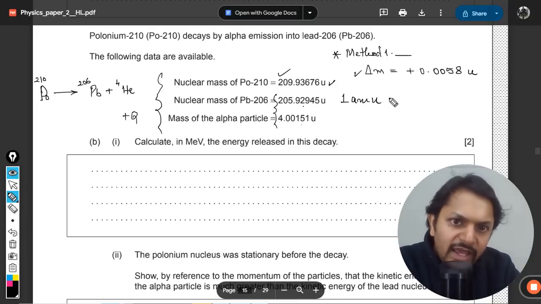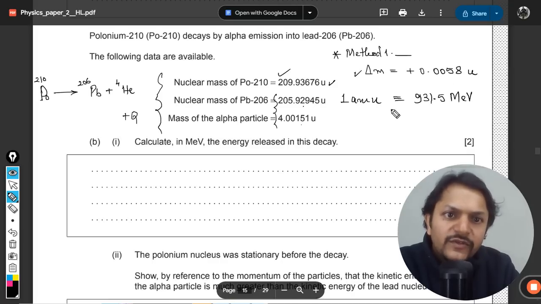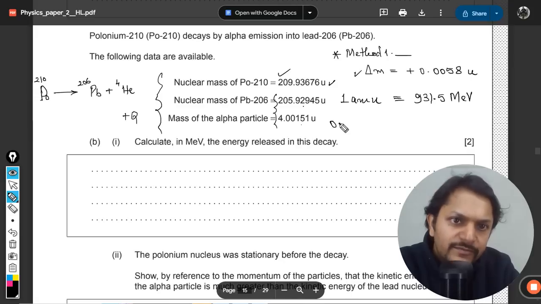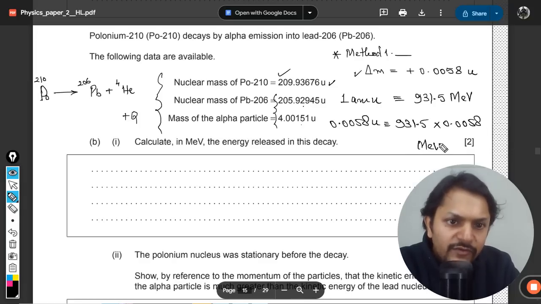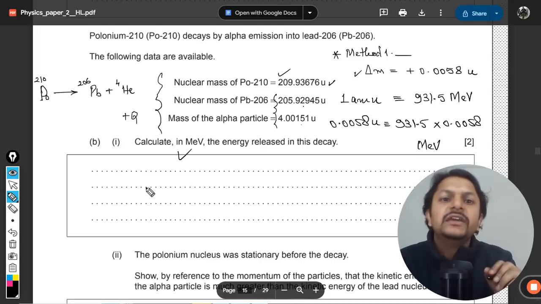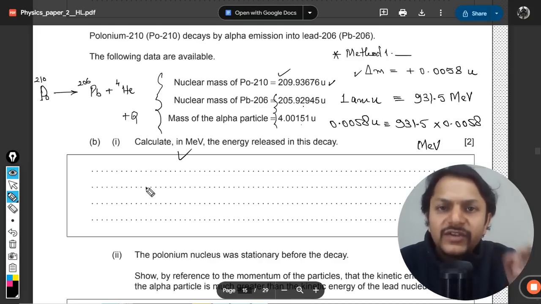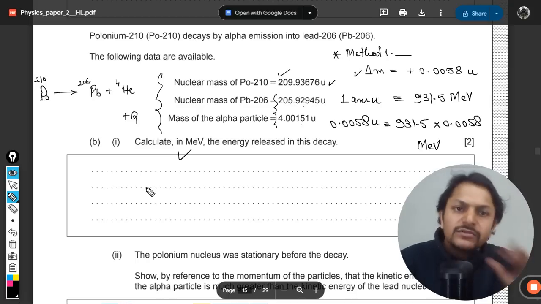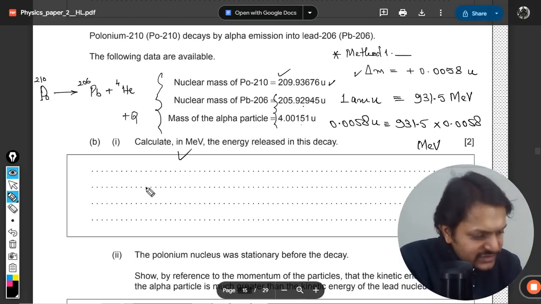We know that 1 AMU mass, when converted into energy, produces 931.5 mega electron volt. So this much of the mass will be producing the energy of, you will multiply this value with 0.0058, and the unit will remain the same, that is mega electron volt. Directly you would be getting the answer in MeV. So we are not working with the SI system. We are not converting this into kgs. I will tell you about method number two, but let us first calculate this.